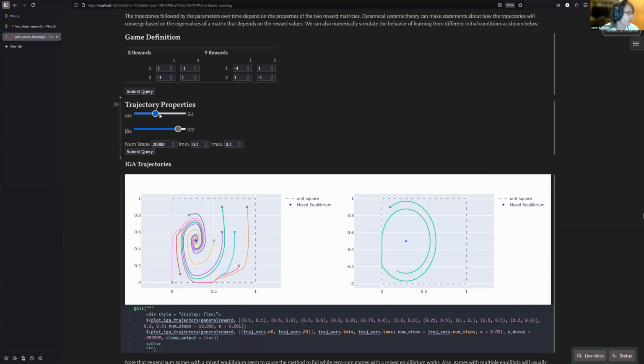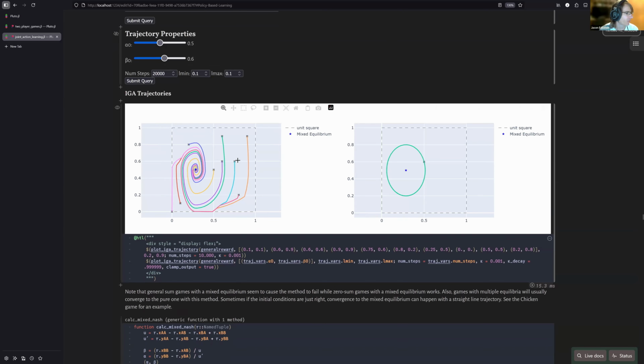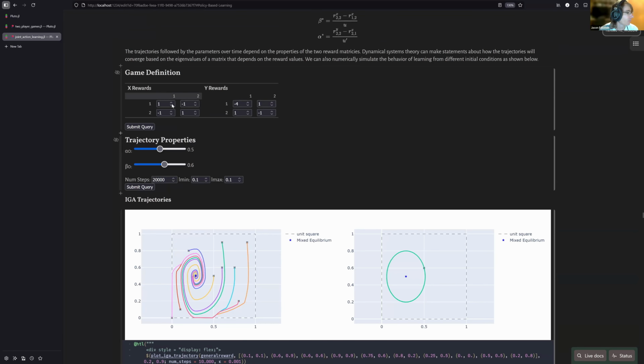Yeah, we can see here, I'll make this a little closer in, where we just go around the equilibrium value. This shows different initial starting points to show a bunch of these spirals and what they look like.